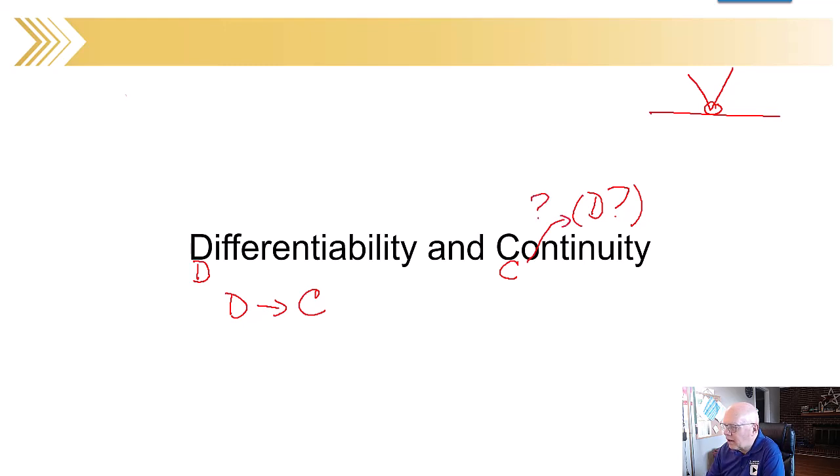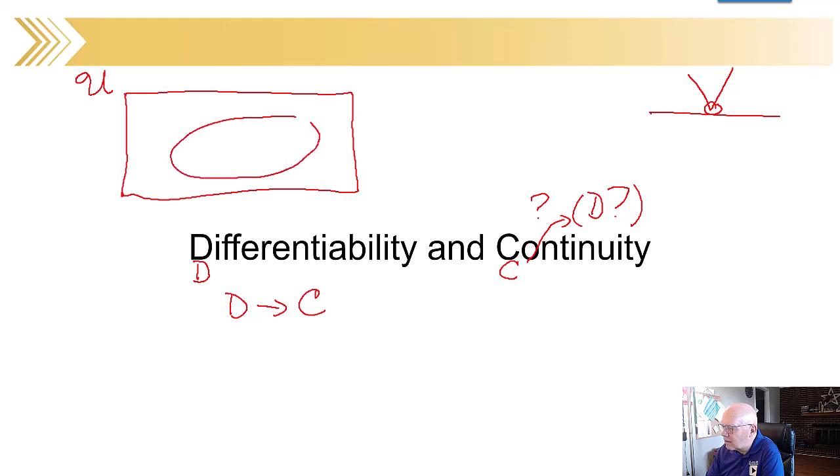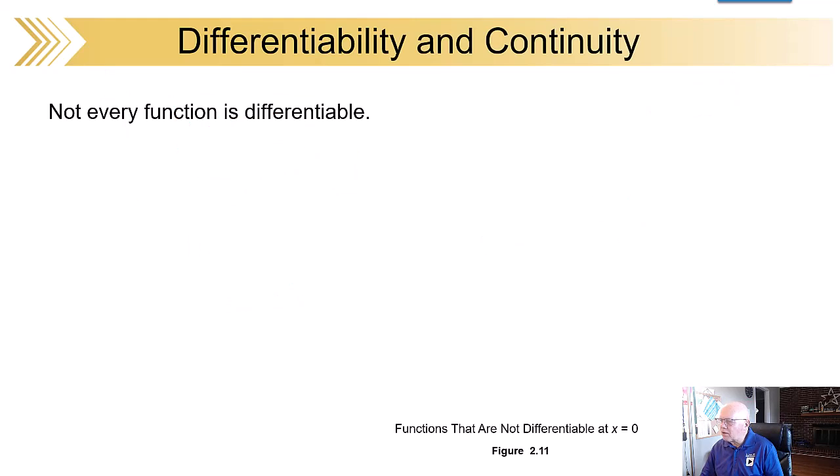So if we put this in terms of a Venn diagram, maybe this would help a little bit. Here's my universal set of functions, and we've got a set of continuous functions in here. Some of those continuous functions are differentiable. So if it's differentiable, it's already continuous. If it's continuous, it might be differentiable and it might not. That's this section in a nutshell. Not every function is differentiable.